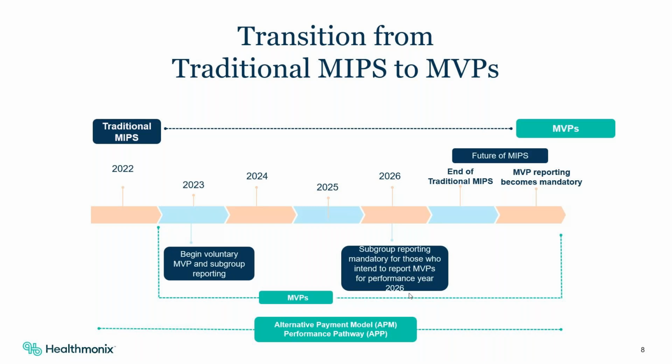In the future, they're saying that traditional MIPS is going to end. I think we're still a good amount of time away from that. I'd say 2030 is probably the earliest that we'll see MIPS end and being forced into mandatory MVP reporting.